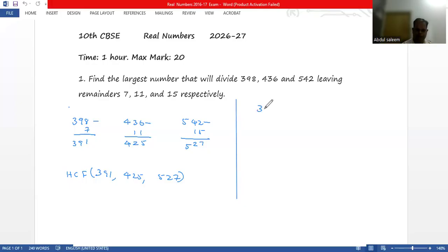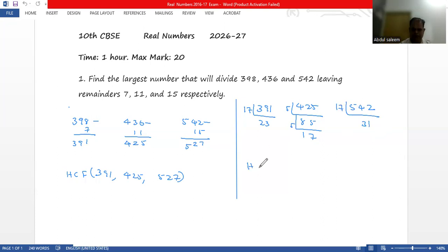If you factorize 391, the least prime number is 17. If you divide by 17, the quotient is 23. 23 is a prime number, so we can stop here. So 425, if you divide with 5, it is 85, then 25, 5. Then 527, if you divide with 17, the quotient is 31.